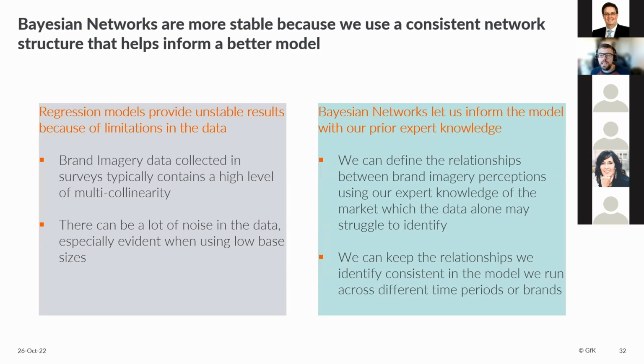Because if you believe that relationship between those perceptions really exists, well, you wouldn't expect that relationship to change from a month to month basis. You wouldn't expect it to change that quickly, nor would you really expect it to change across brands. You'd expect that to be consistent. So we can create a network structure based on the data, but also on expert knowledge, lock that in, and apply it to all the models that we run. And that really helps to keep the models consistent. Now, of course, over a longer time period, there'll probably come a point where you might think that the relationships might change, and you can always modify and update your network structure, in a year's time or whenever you think is appropriate.